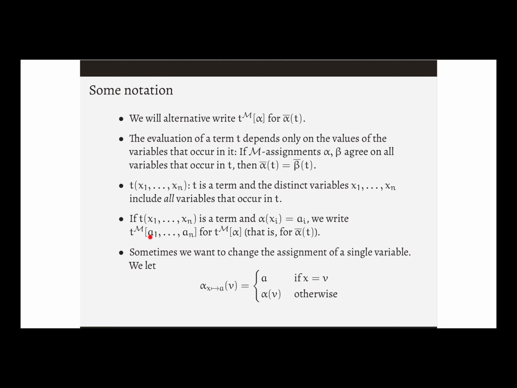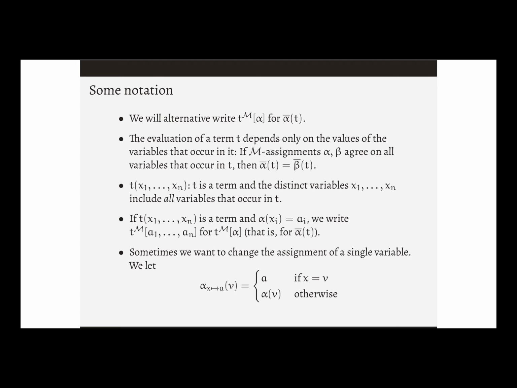we use this notation t^M[a1, ..., an] for t^M[alpha]. And this is justified, because that value, as we observed, only depends on the assignment I actually give to the variables that occur in t, so in particular to the variables here, because they are among those xi's. So in particular, it depends only on what I assign to the a_i's here.